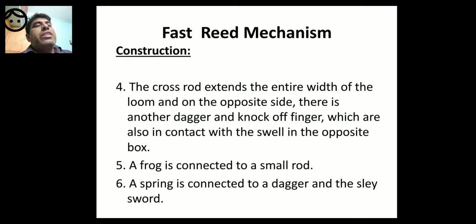The cross rod extends the entire width of the loom, and on the opposite side there is another dagger and knockoff finger, which are also in contact with the swell in the opposite box.